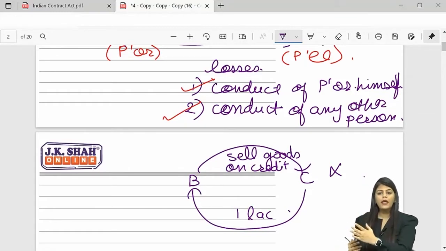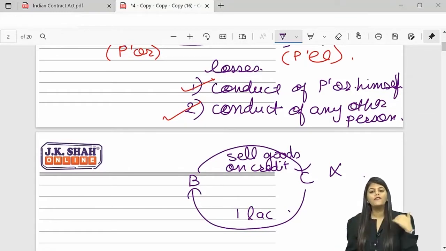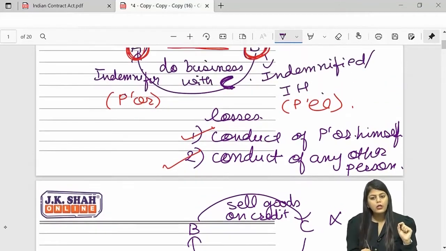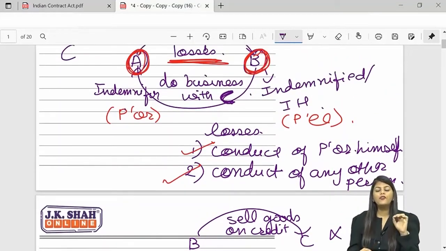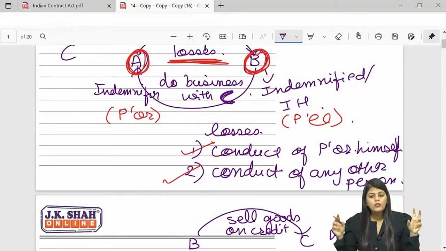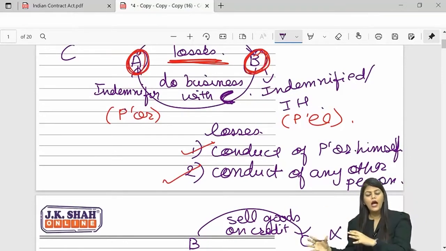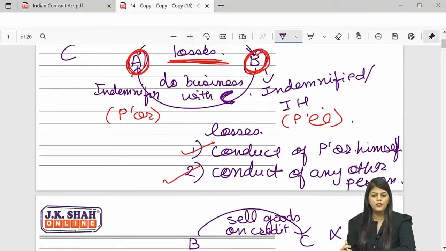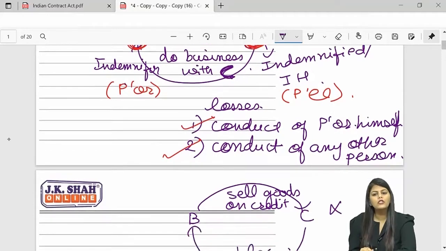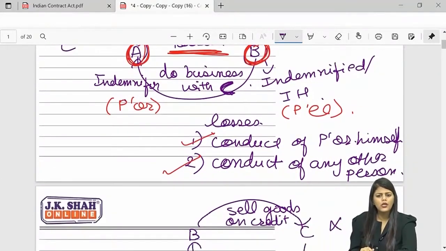If he does not pay, I will pay. If A would have said that, then it would have become definitely guarantee contract. Then B could recover full amount from A. But did A say that? No. What did A say? If you incur any losses or expenses because of C, I will give you those losses or expenses. Now, what kind of losses or expenses is A actually talking about?